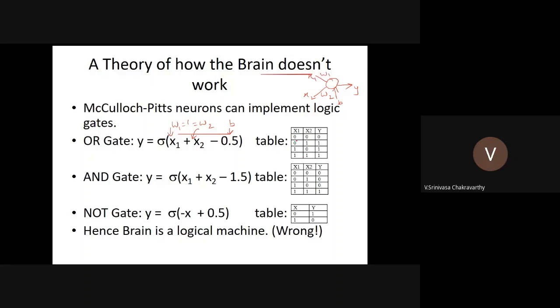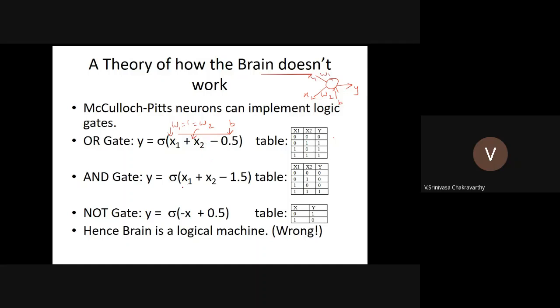So if you plug this in here, if you put 0 and 0, this whole thing is minus 0.5. Pass it through a step function, you get 0. If you put 0 and 1 or 1 and 0, you get 1 minus 0.5, that will be 0.5. Pass it through a step function, it is 1. So it's correct. You can easily verify that this expression satisfies the entire truth table. So with these weight values, this particular neuron model behaves like the OR gate.